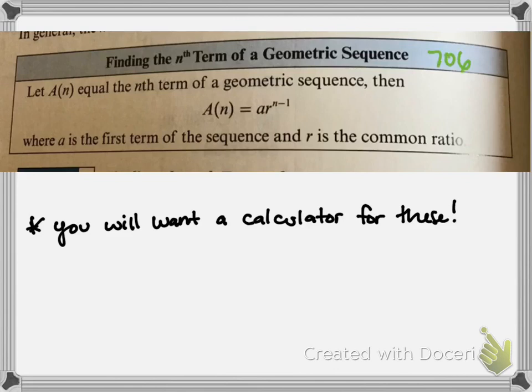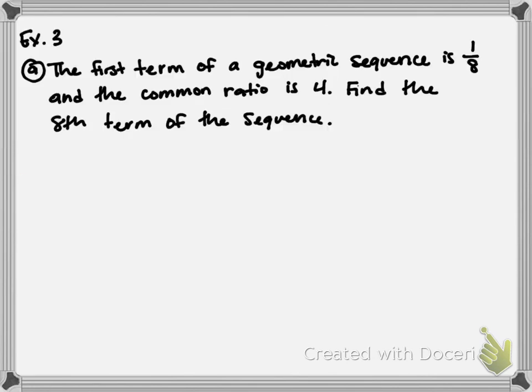Alright, so in your book on page 706 is this formula here. It's called finding the nth term of a geometric sequence. So if we let a sub n equal the nth term of a geometric sequence, then we can use this funny looking notation to find the nth term. So a is the first term of the sequence, and r is the common ratio. Alright, you again are going to want a calculator for these. They are not fun.